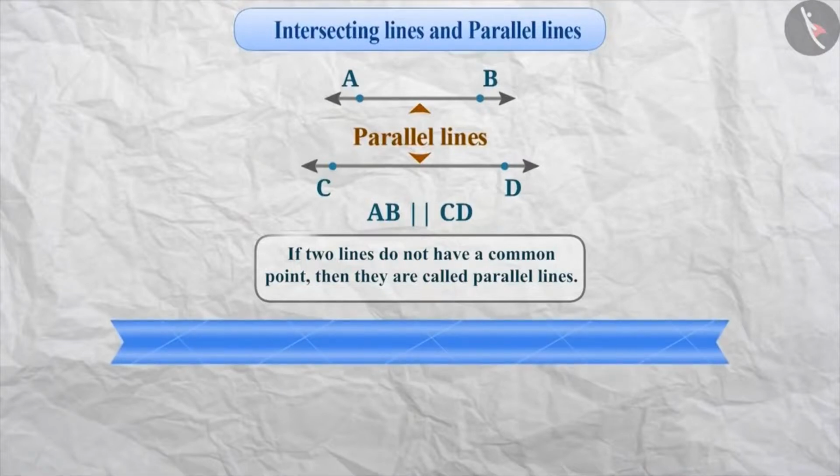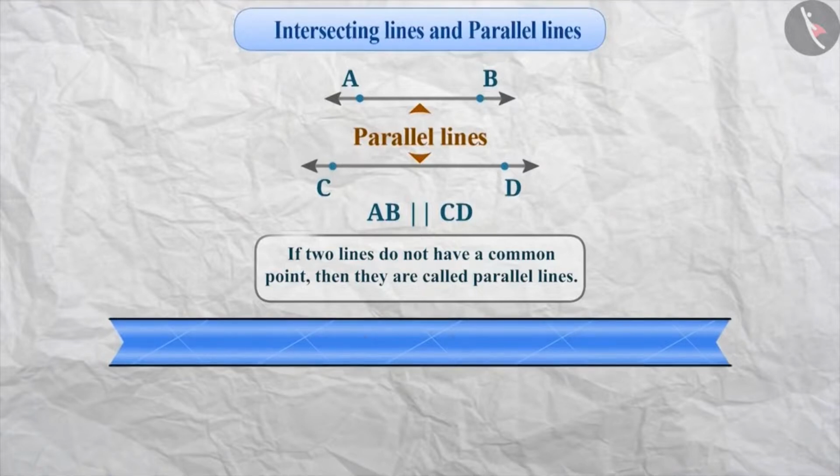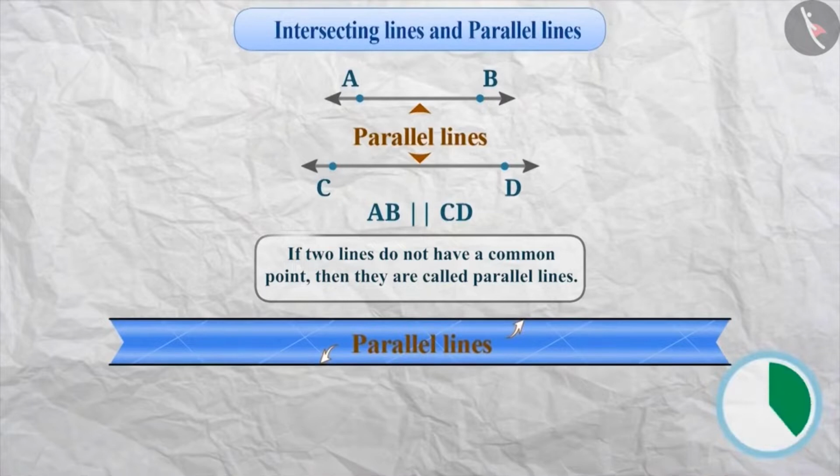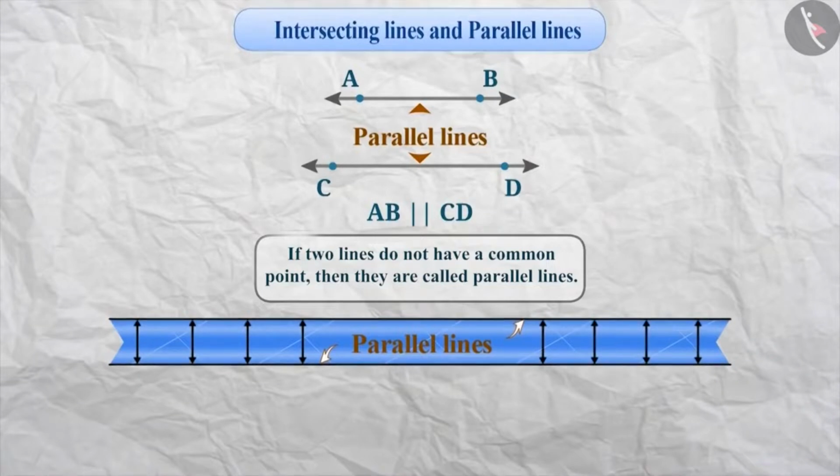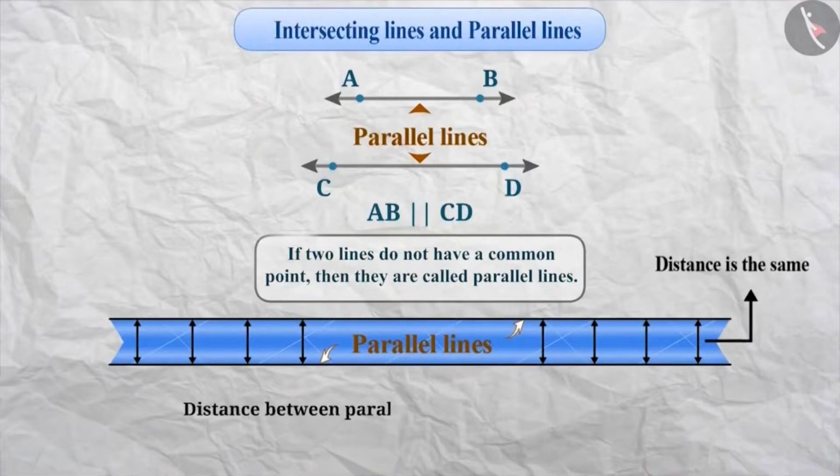Let's understand this with the help of this ribbon. Can we say that both edges of the ribbons are parallel lines? Think for a while. Absolutely right. Since the width of the ribbon is the same, the two edges of the ribbon will never intersect, and so we can call them parallel lines. With this, we now know that the distance between both the edges will always be the same. Similarly, the distance between parallel lines also remains the same.